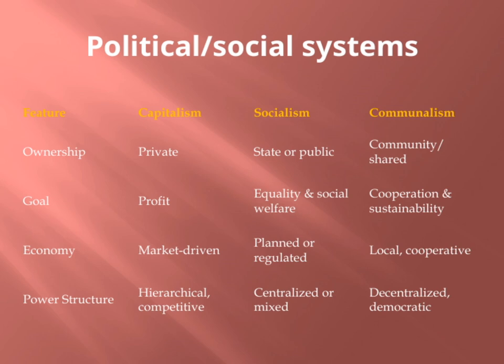The power structures differ quite significantly too. Capitalism tends to be hierarchical and competitive, with power concentrated among business elites and market forces. Socialism typically has a more centralized or sometimes mixed power structure, with state institutions playing a key role. Communalism advocates for decentralized, democratic power. Decision-making is spread across the community, encouraging participation and shared leadership.